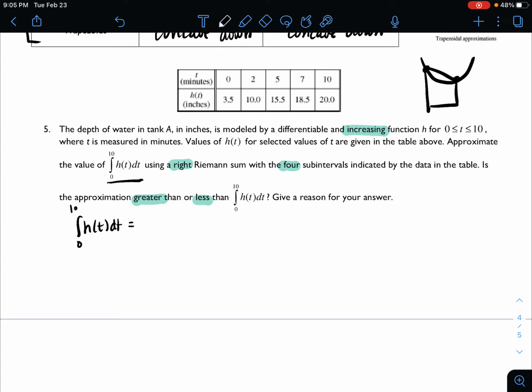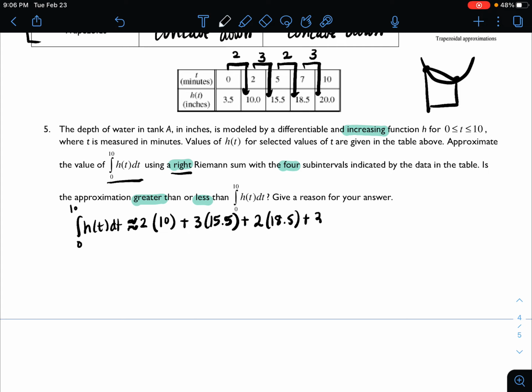So we are going from 0 to 10. We will use all of the values in this table. So from 0 to 2, and then we are going to use a right Riemann sum, so we'll use the right heights. My first width is 2, my base, times my height, 10. Sorry, I should use approximately equals there, not an equal sign, plus from 2 to 5 is 3 times 15.5, plus from 5 to 7 is 2 times 18.5, plus from 7 to 10 is 3 times 20.